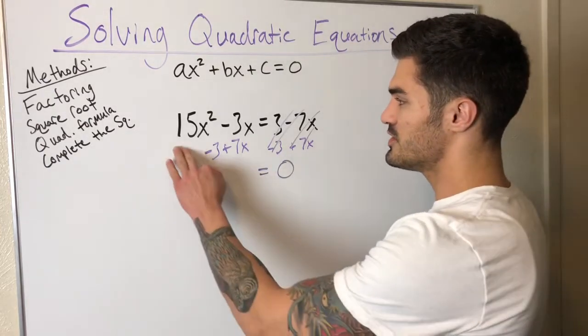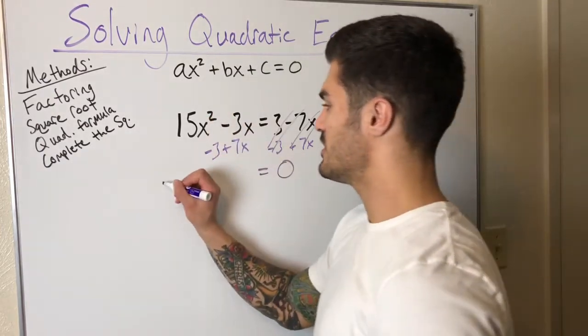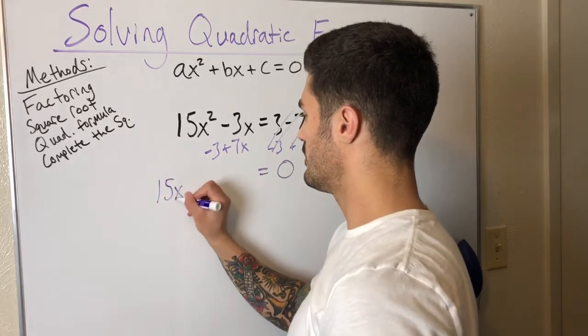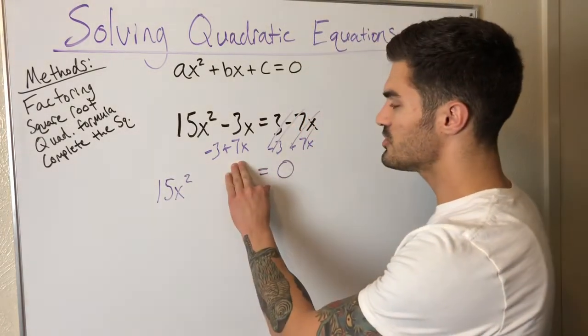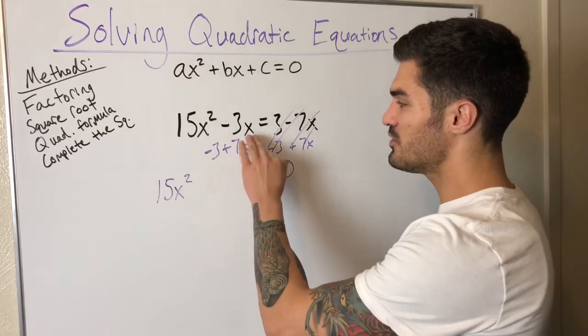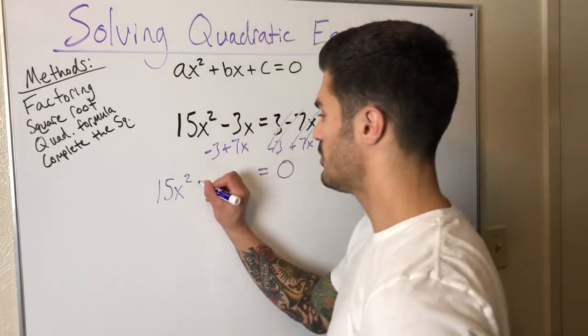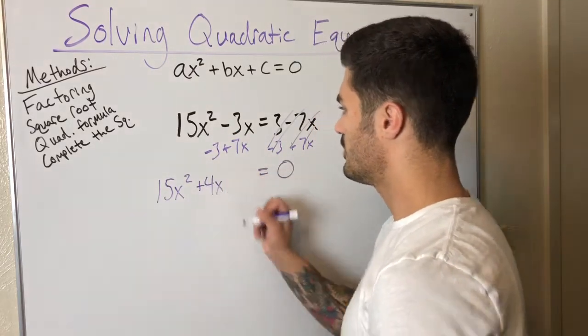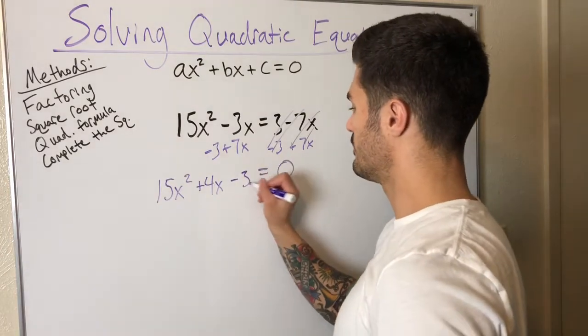And what does that do here? Let's see, the 15x squared still stays there. My plus 7x and my negative 3x are like terms, and it becomes what? Plus 4x. And my minus 3 is still there.